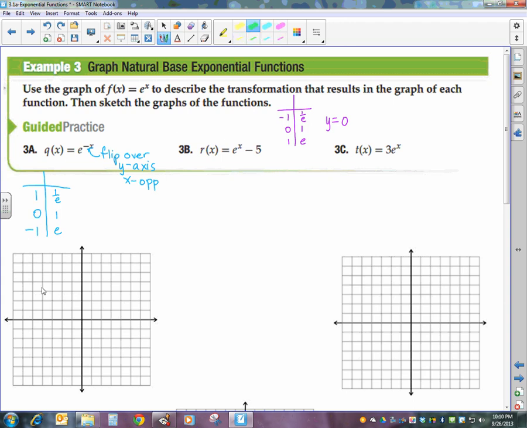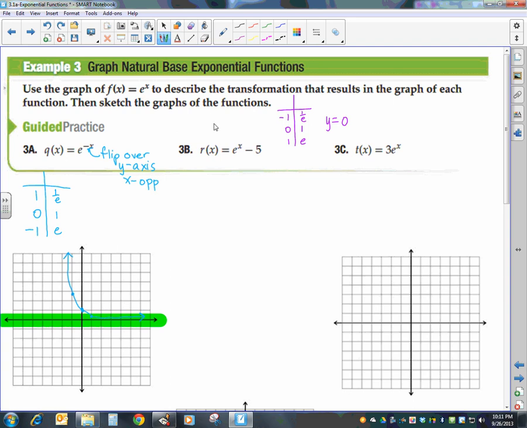So we go and graph it. Graph my asymptote. Negative 1, e, which is 2.7, so I'm going to go close to 3, but not quite there. I still have 0, 1, and 1 over 2.718, about 1/3. I'm going to connect my dots and show that it approaches that asymptote.